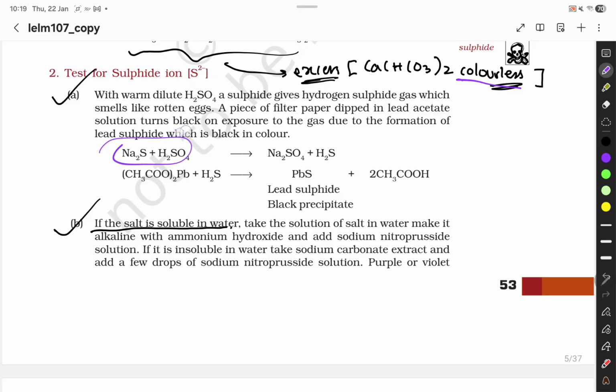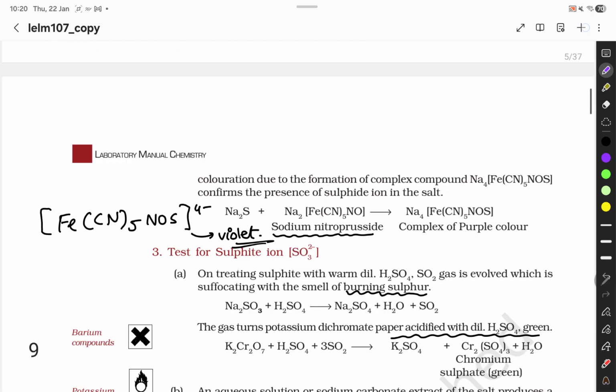Next, the lead sulfide test. First, you get your sulfide. Then, when you react it with H2SO4, you get H2S. After that, it's made into the sodium extract by passing it to Na2CO3. Then you pass it through lead acetate solution to get a black precipitate of lead sulfide. That is also a PYQ.